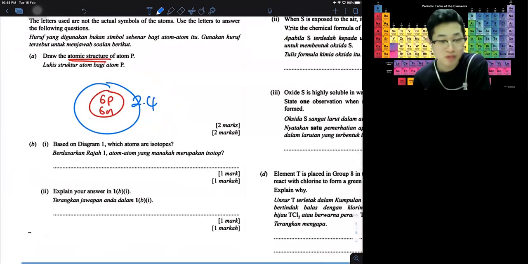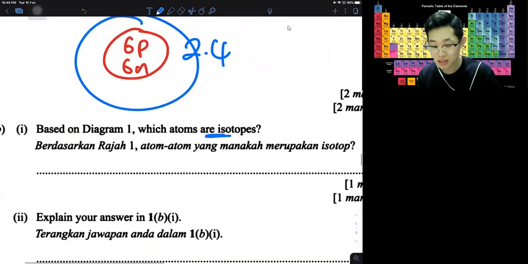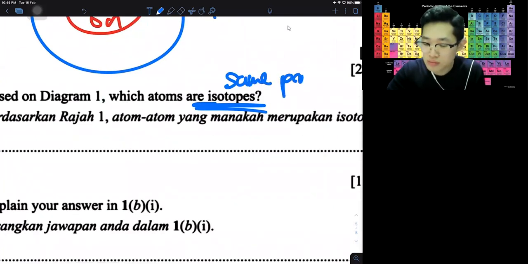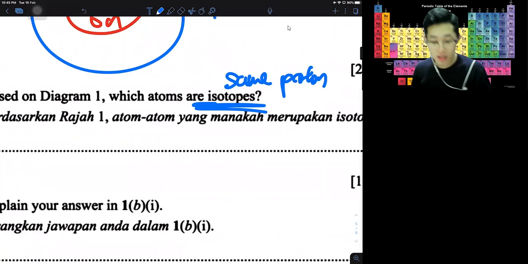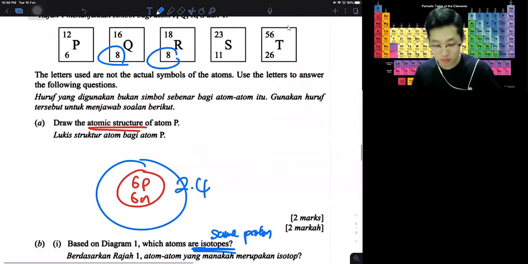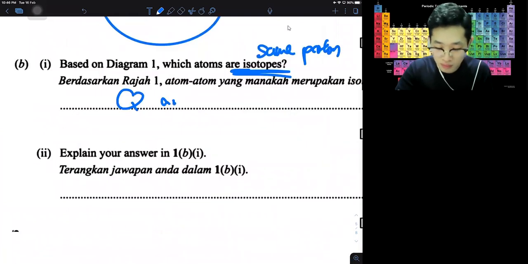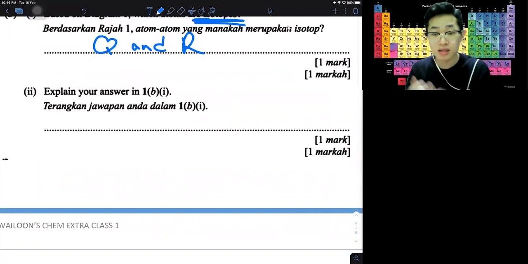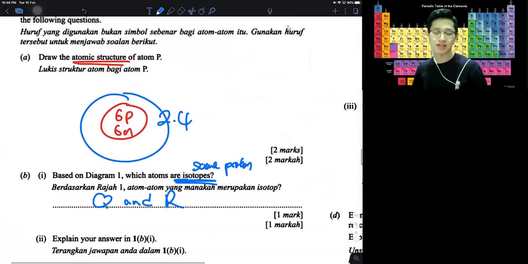Okay, based on diagram 1, which atoms are isotopes? Isotope, same proton. Okay, so the answer is Q and R, same proton. When they ask you why, you just give the definition. Okay, very fast.